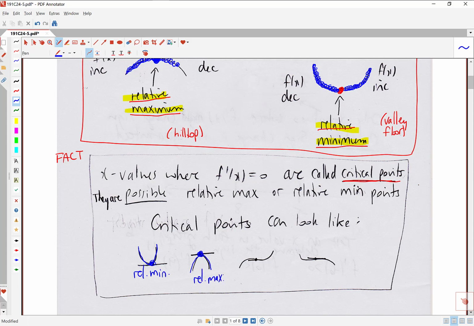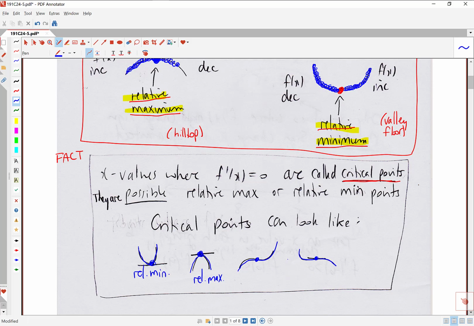But you can also have critical points that don't turn out to be relative max or relative min points. And then the curve would look like this. You might have something like the curve does this sort of thing, but then continues to increase just at a faster rate on the other side. Or you could have this sort of behavior where your curve is decreasing pretty quickly, and then it moves into a slower rate of decrease. So these last two are neither relative min nor relative max points.